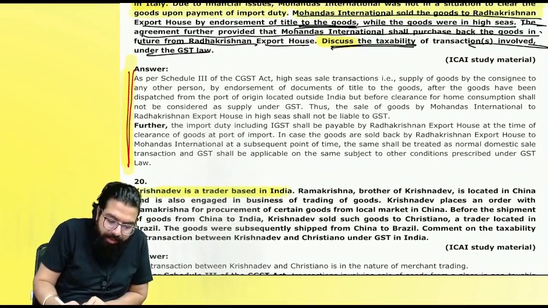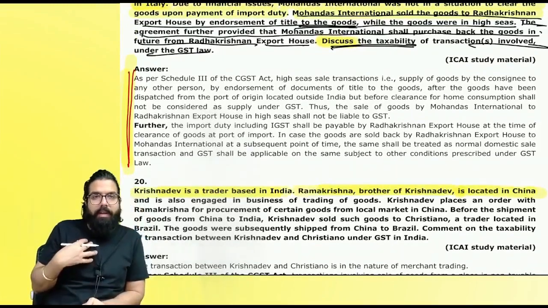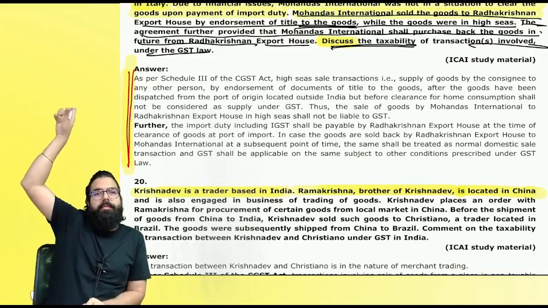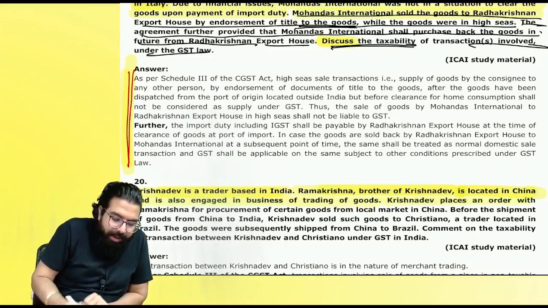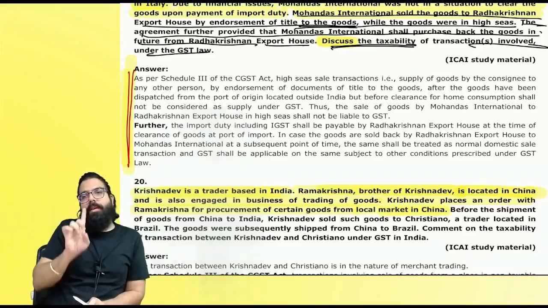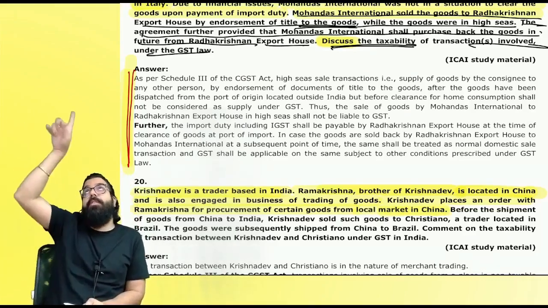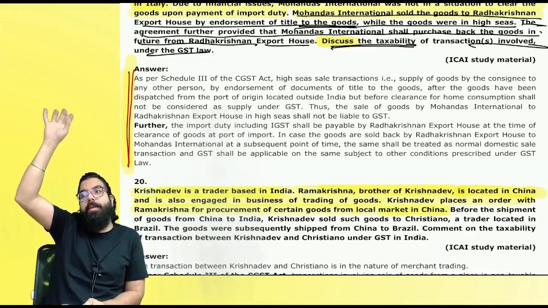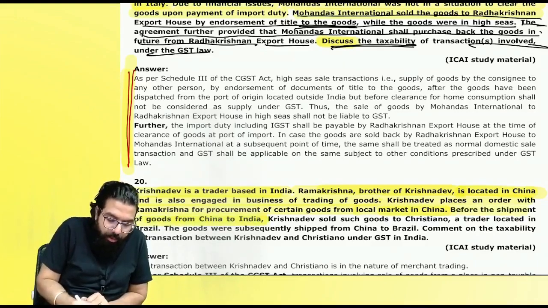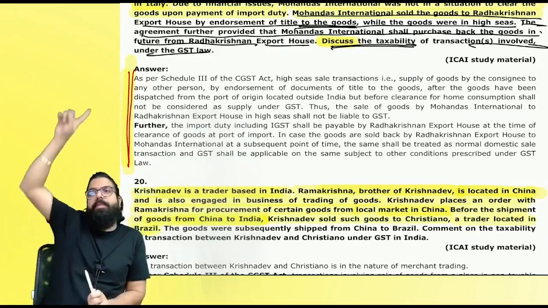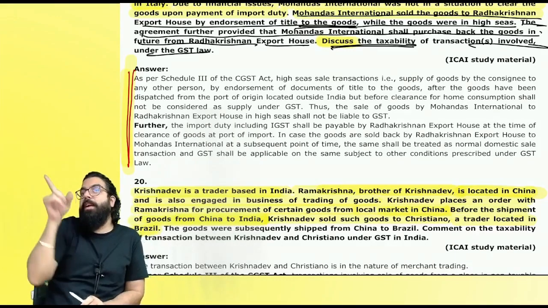Krishna Dev is a trader based in India. Ramakrishna, brother of Krishna Dev, is located in China. Krishna Dev is in India. Ramakrishna is where? China. He is also engaged in the trading of goods. Krishna Dev placed an order with Ramakrishna for procurement of certain goods from the local market in China. Everyone here, Krishna Dev told Ramakrishna, hey, buy some goods and keep them ready from the Chinese market. Before the shipment from China to India, Krishna Dev sold the goods to Cristiano, a trader in Brazil. From China, the goods went to Brazil. Did the goods enter into India?